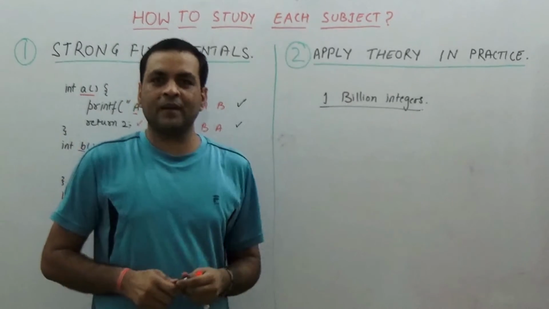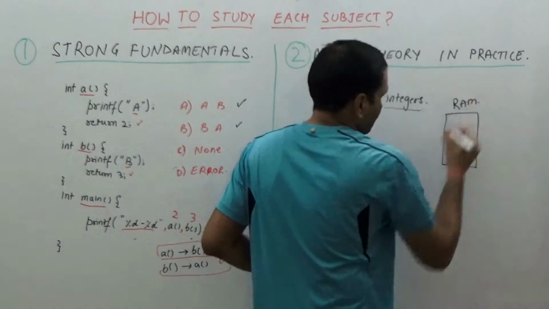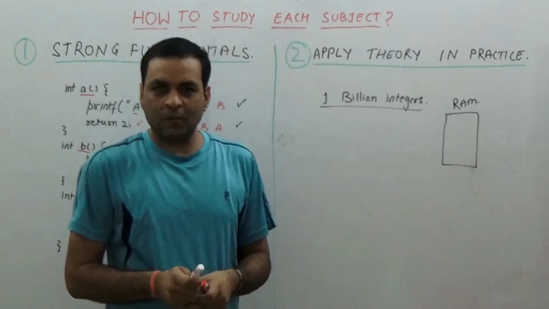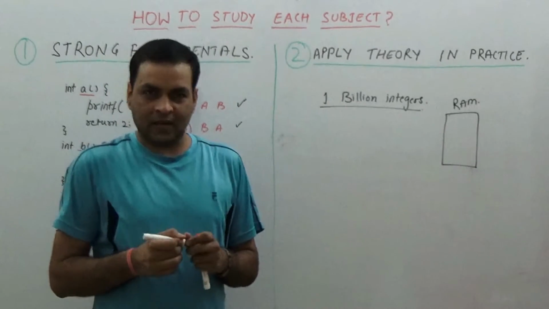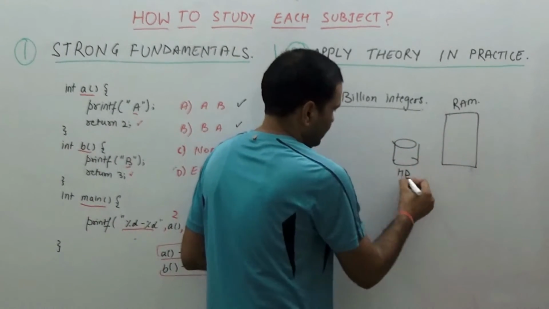ये सारे integers RAM के अंदर store नहीं हो सकते. If all of these integers are not stored in RAM, तो वो कहाँ store होंगे? Virtual memory में? Where is the virtual memory? In the hard disk. So some of these integers are in the hard disk.